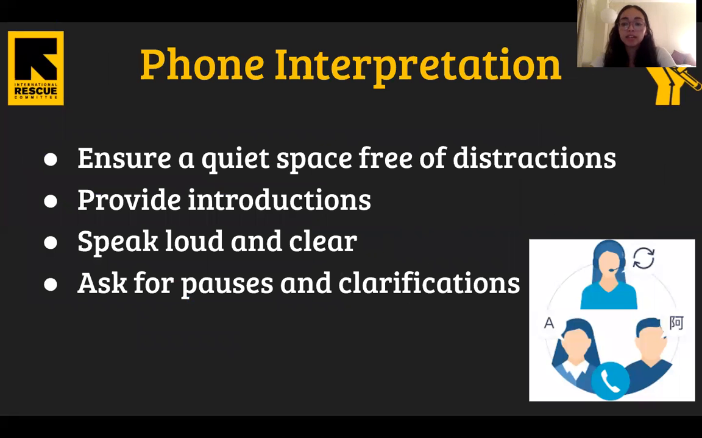And very similarly, if you don't do video call interpretation, you may be doing phone interpretation. And this will require similar norms. We want to ensure a quiet space free of distractions for all parties involved. We want to make sure that we still introduce ourselves professionally and explain how the interpretation will work. We want to make sure that we also speak loud and clear. And as always, we will ask for pauses and clarifications.